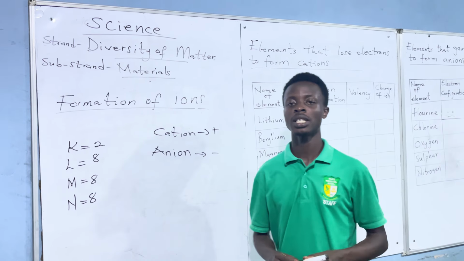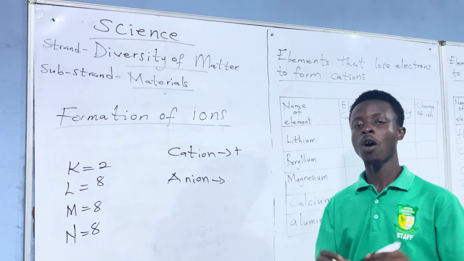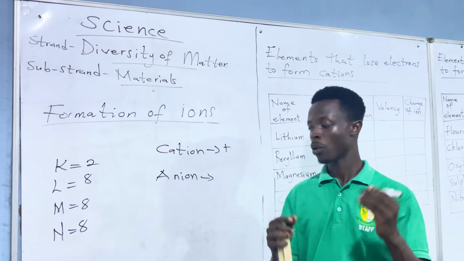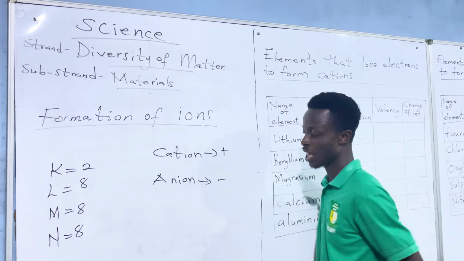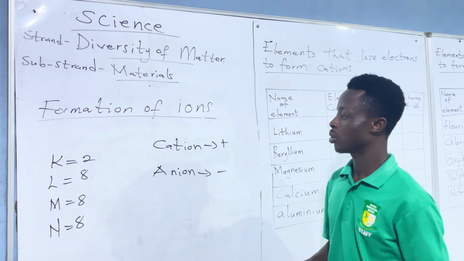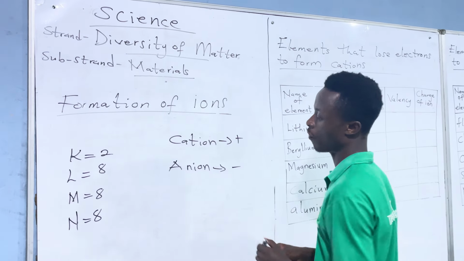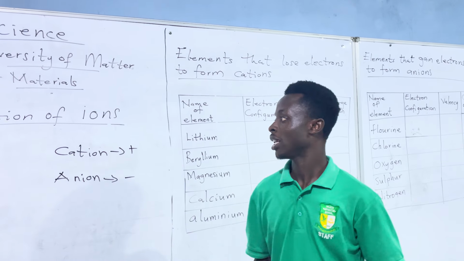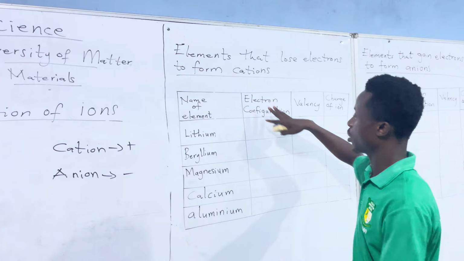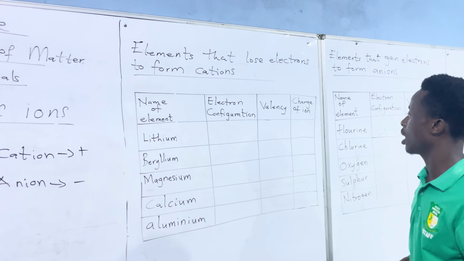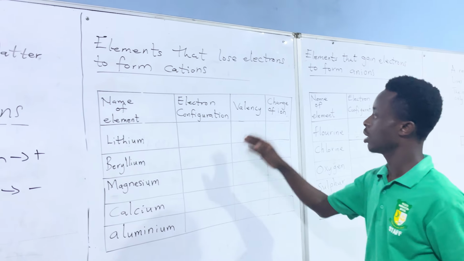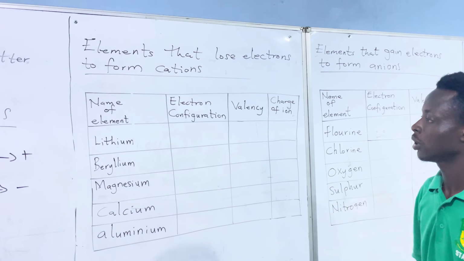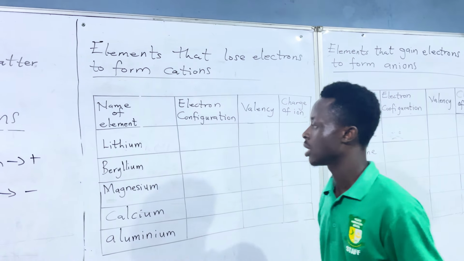negative charge. Why? Because the number of electrons is higher than the number of protons, so it will have a negative charge. So that is the formation of ions. So from what we have learned, let's use that to write the electronic configuration and then also find the valency and the charge of these elements.